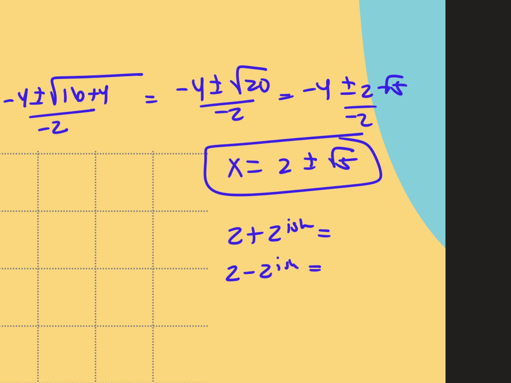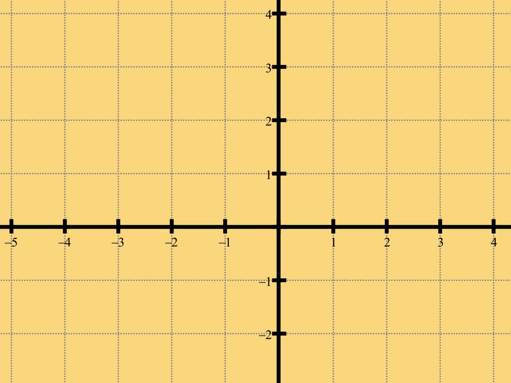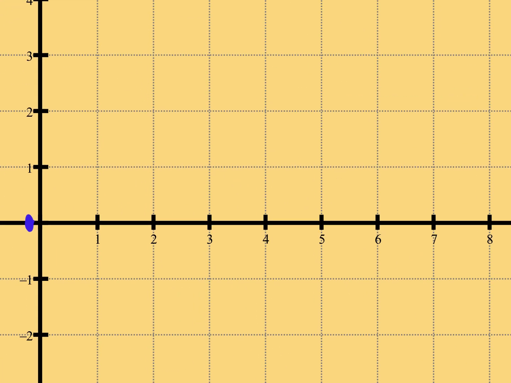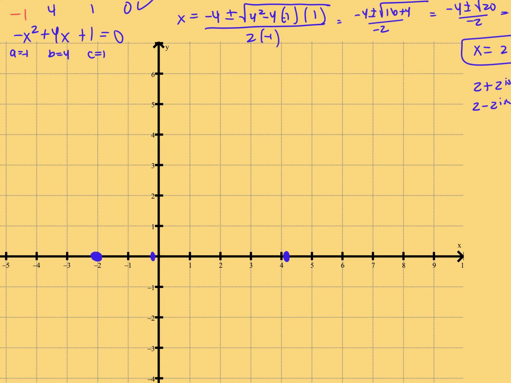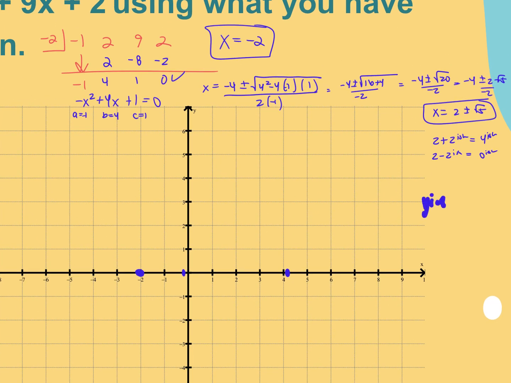So if we're going to approximate on a graph, what is 2 plus 2-ish? 4-ish, right? And what is 2 minus 2-ish? 0-ish. Okay, so I'm going to go to my graph and say I have an intercept at -2, an intercept at 0-ish, and an intercept at 4-ish. Correct? What's my y-intercept? Your y-intercept is going to be at (0, 2). So I know it's going to cross right there.